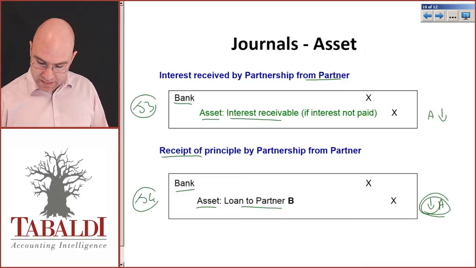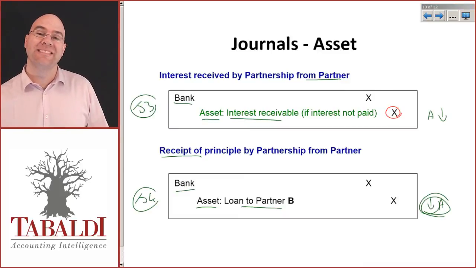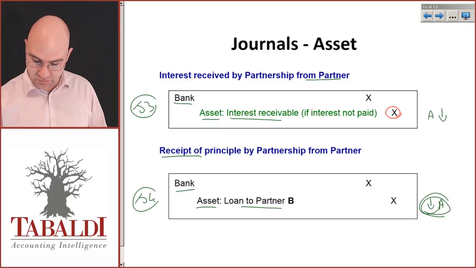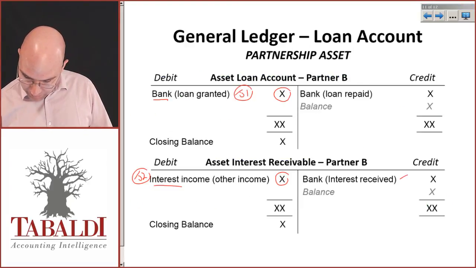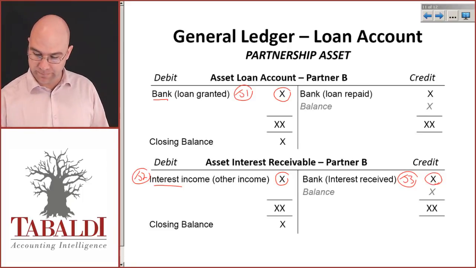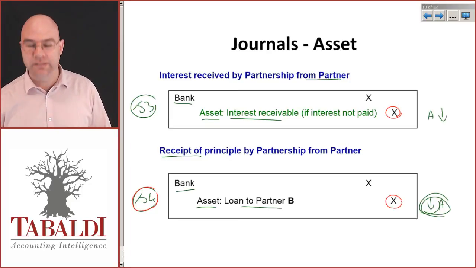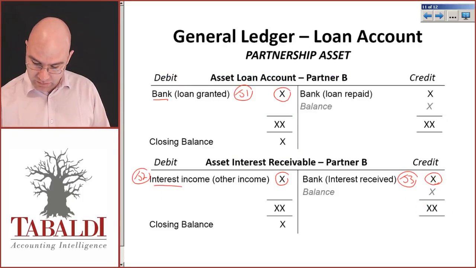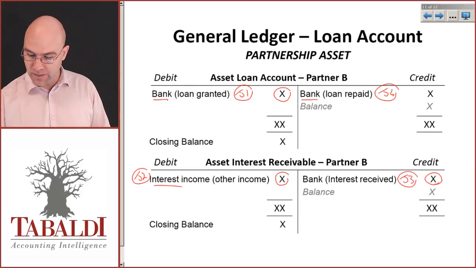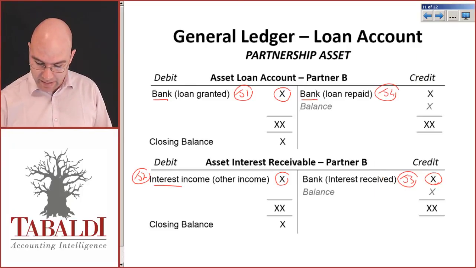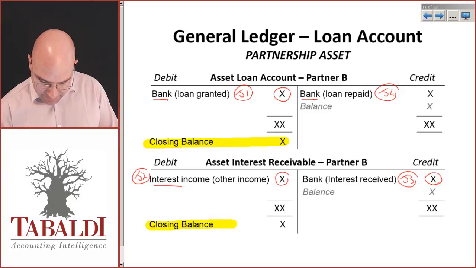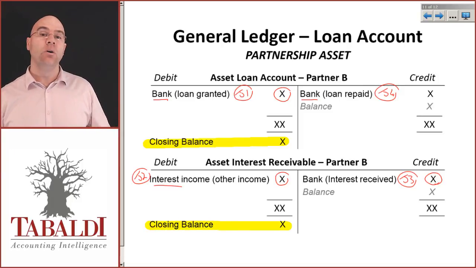Journal 3, we then receive the interest that is accrued to us, and that will be a credit to the interest receivable account. Last up, journal 4, we credit the asset, the loan, to partner B, and that contra account will be bank, journal 4. Now, if you have a look carefully, you will see that we have been left with a debit balance on both of these, or a zero balance.